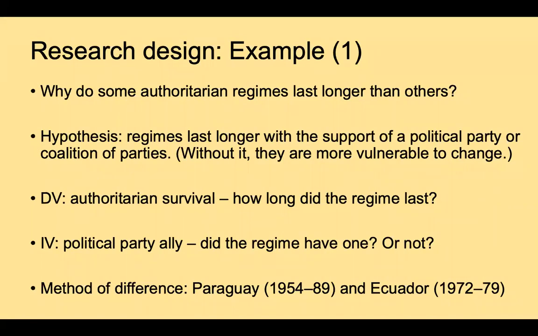If we assume that all authoritarian rulers want to stay in power, then it follows that they don't succeed to the same degree in doing so, if there's such extensive variation in the survival of these regimes. And so why do some of them survive so much longer than others? And why is this question important, maybe more importantly?